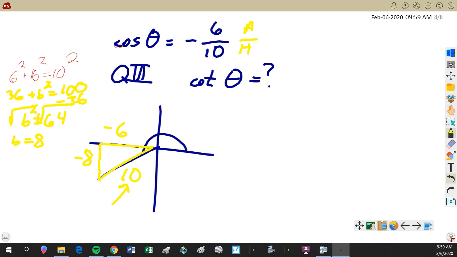So now I want the cotangent of theta. Cotangent is a over o. So it would be negative 8 over 6, which simplifies down to be 4/3. Can you handle that? Okay, get to work.